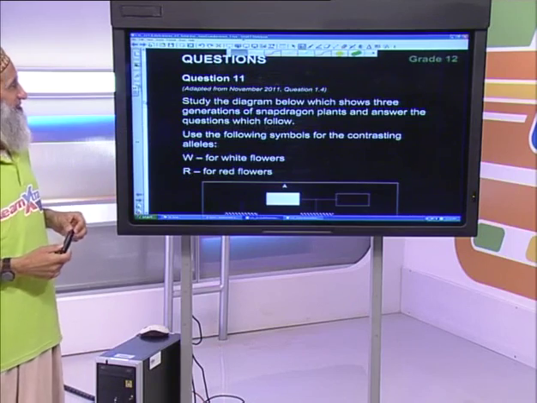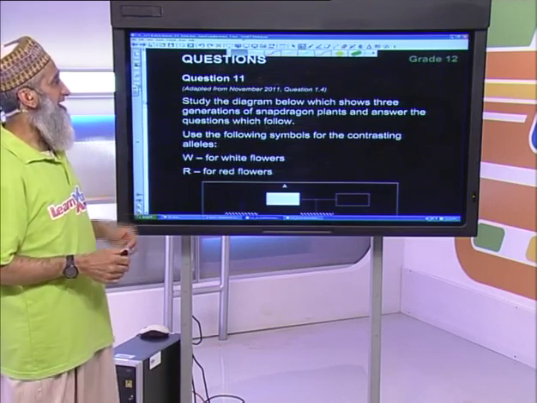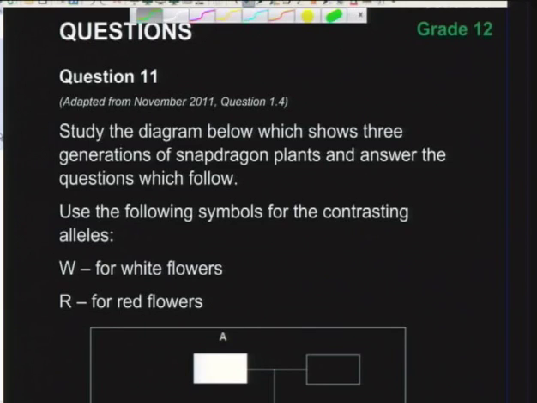Okay, let's carry on with question 11, adapted from 2011, question 1.4. Study the diagram below, which shows 3 generations of snapdragon plants, and answer the questions which follow.